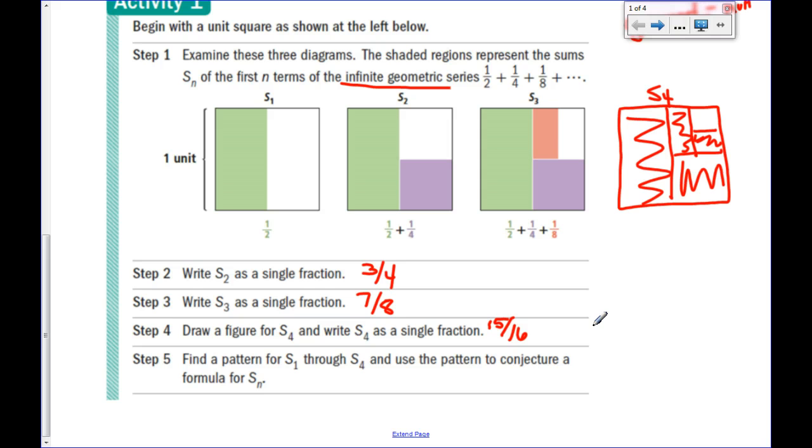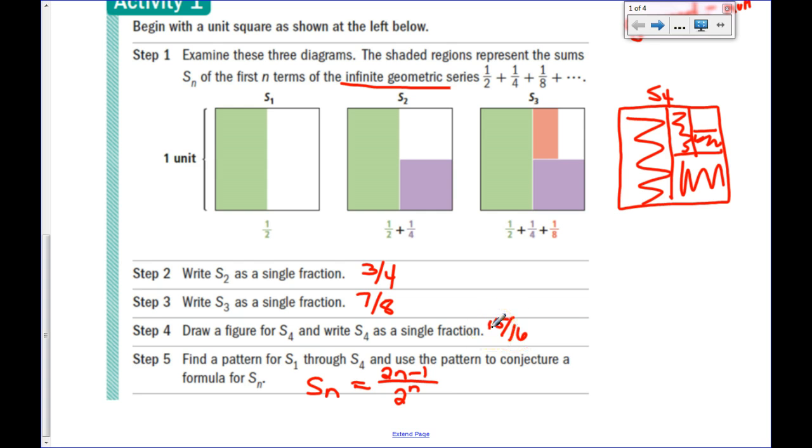Okay, so it says find the pattern S1 through S4 and use the pattern to make a formula for S sub n. What's happening with the numerator? It's multiplying by 2, and then minus 1. And then the denominator is 2 to the nth power, because this is 2 to the second, 2 to the third, 2 to the fourth.